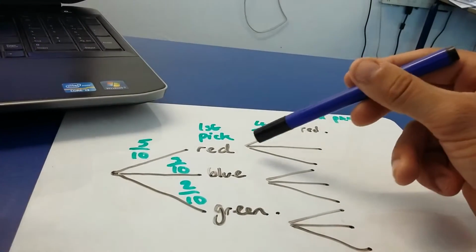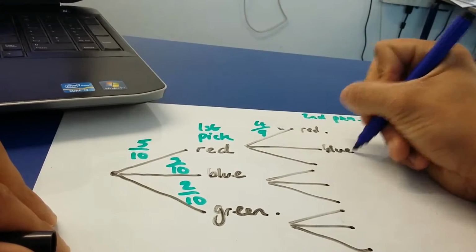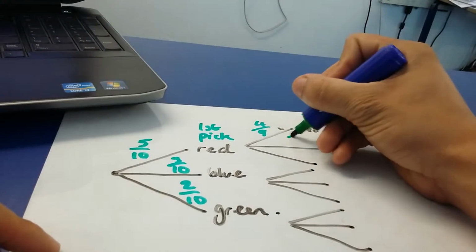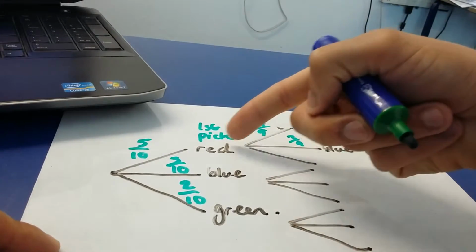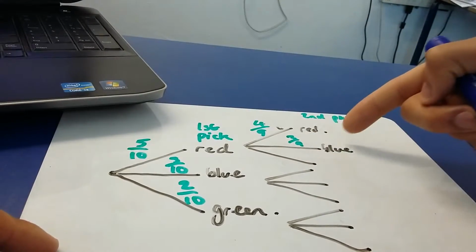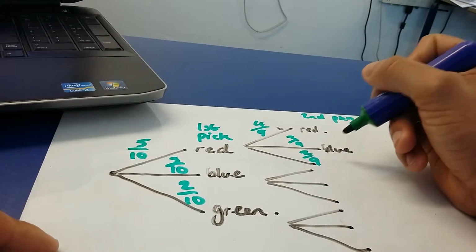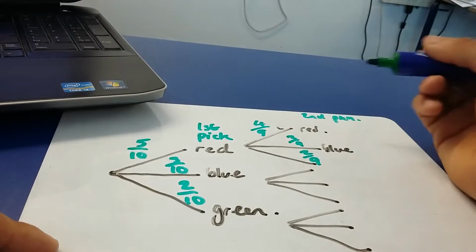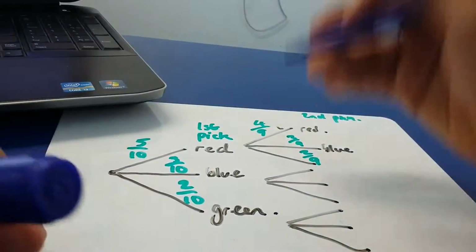However, if we picked a blue on the second go, that would be a 3 out of 9 chance, because there's still 3 blues left. So here, if we picked red on the first go, it would be a 4 out of 9 chance we pick red on the second go, 3 out of 9 chance we pick blue, and 2 out of 9 chance to pick green. You can always check whether your probabilities are right, because they should add up to 1. So 4 ninths add 3 ninths add 2 ninths is 9 ninths, which is a whole. Okay, and I just forgot to write green here.